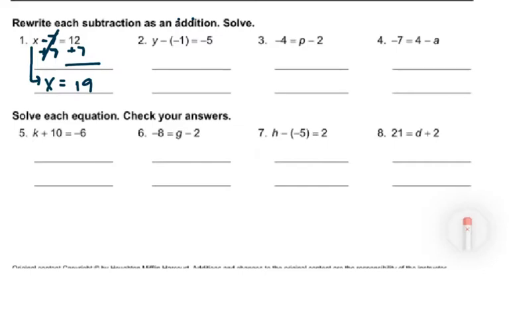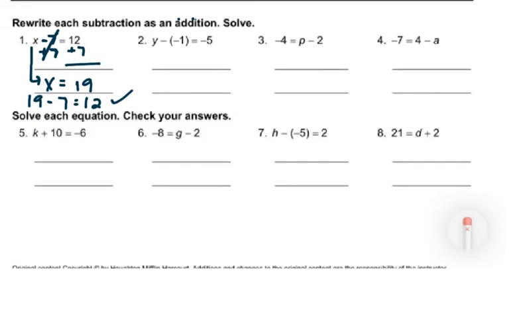Now let's plug that back in for our x to see if that is correct. Our original problem is x minus 7 equals 12. So let's plug in 19 for x. So 19 minus 7 equals 12. Is that true? Yes, it is. And we got the correct answer.